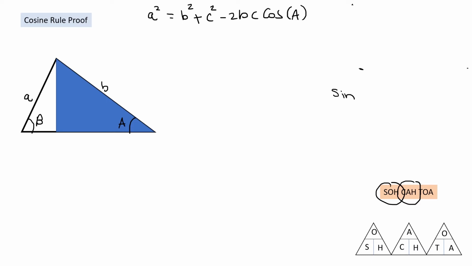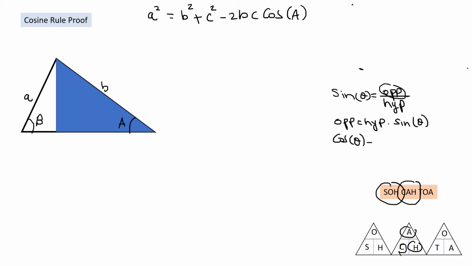Sine theta is opposite over hypotenuse, and we need to make opposite the subject, right? So the opposite is hypotenuse times sine theta. Similarly, cosine is adjacent over hypotenuse, so cos theta is adjacent over hypotenuse. So again, we need to make adjacent the subject, so adjacent equals hypotenuse times cos theta.